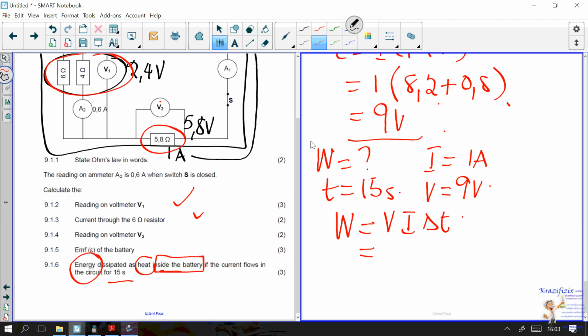Okay, so what's my V? V is 9, current 1, time 15. 9 times 15 would give you 135 joules of energy dissipated by the battery. Okay, now let's look at the other part of the question.